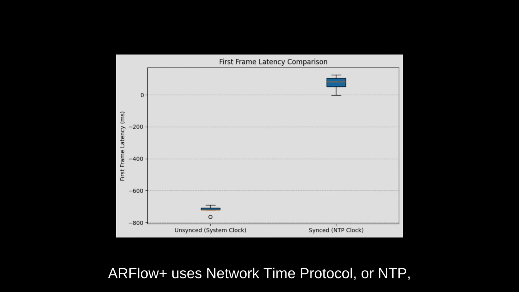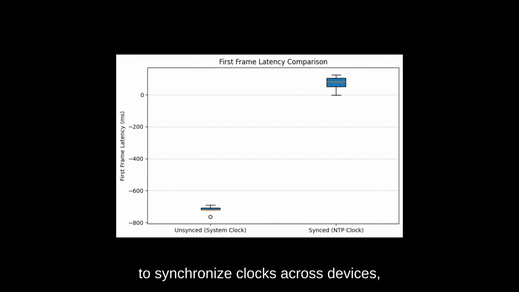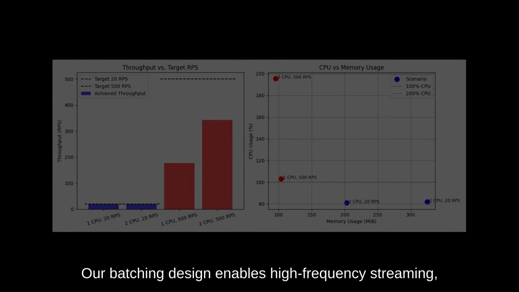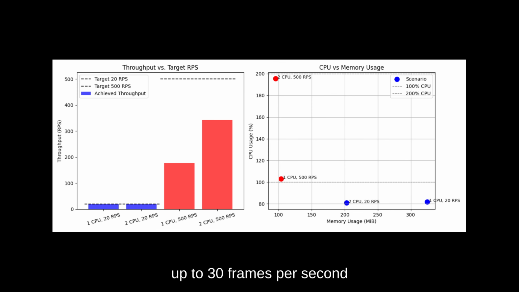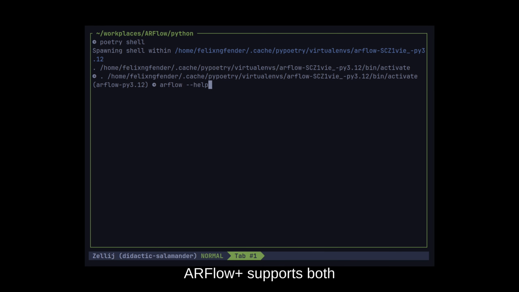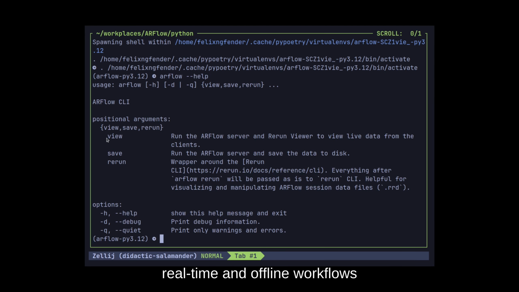ARFlow Plus uses Network Time Protocol, or NTP, to synchronize clocks across devices, cutting timestamp drift from 700 milliseconds down to just 70 milliseconds. Accurate timing means reliable, aligned sensor data across all devices. Our batching design enables high-frequency streaming, up to 30 frames per second of color data from 5 devices simultaneously with minimal latency. ARFlow Plus supports both real-time and offline workflows.